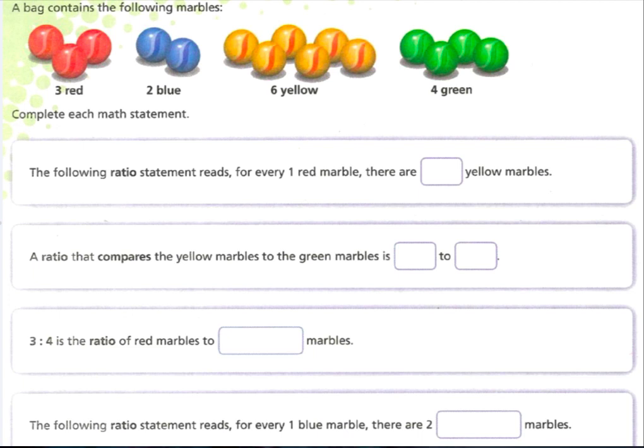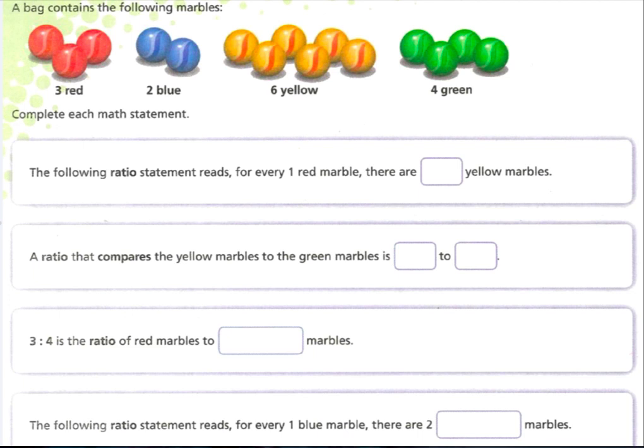What we're going to do is create some different ratios comparing the different colors. But we have to be careful, remember what I said, we always want to write it in simplest form. So sometimes we're going to think about what was really going on here that got me to this simplest form.